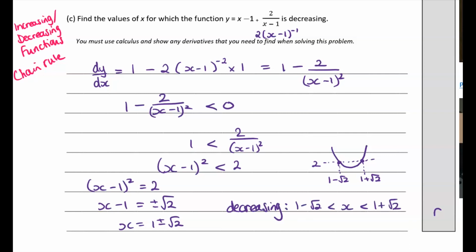And if you just got the derivative part of that right, this bit just here would have been worth a U if you didn't get all the way through to the end and get the R mark.